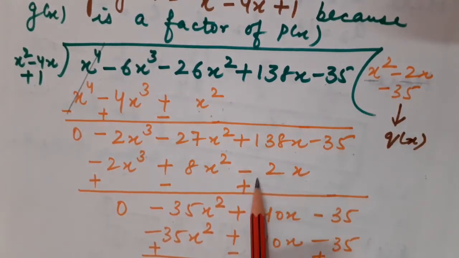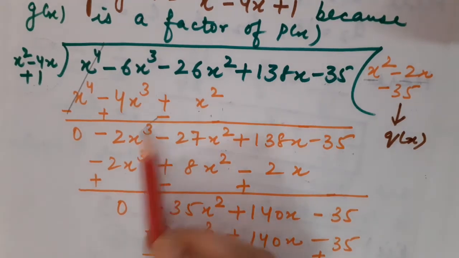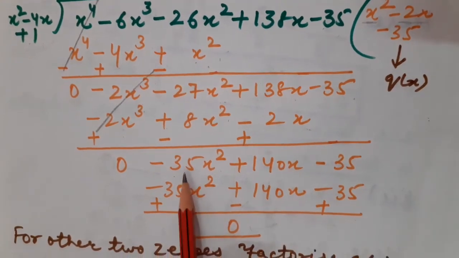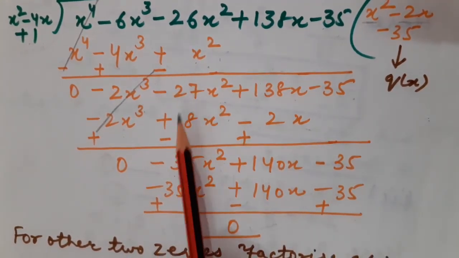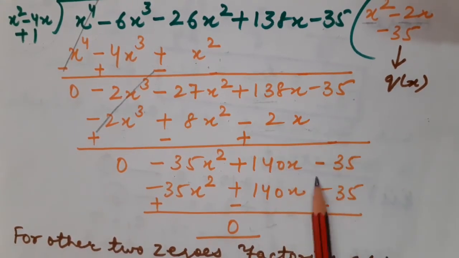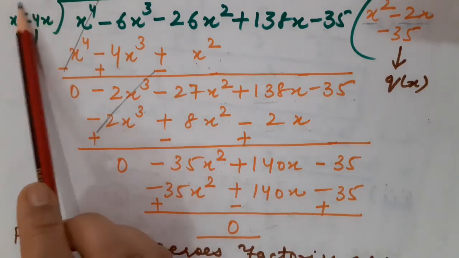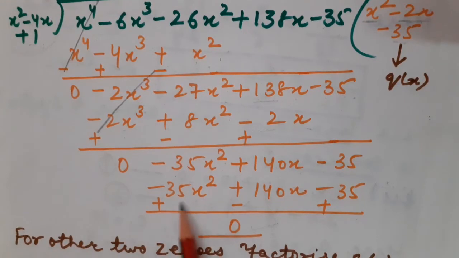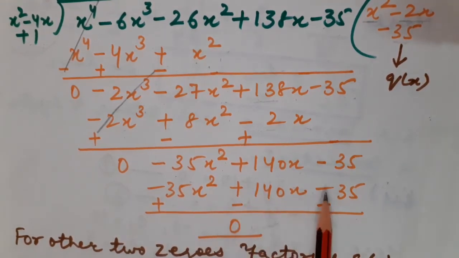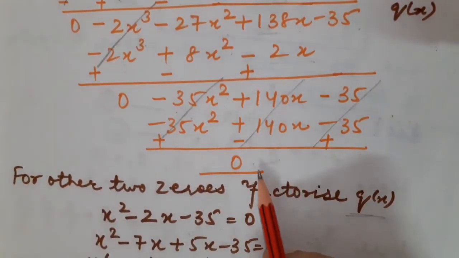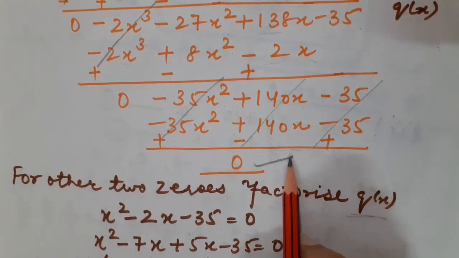Fine. And here minus 2x. Changing the sign, again minus 2x cube and plus 2x cube are going to be cancelled. So here children, I have got minus 35x square after simplifying, and 138 plus 2 becomes 140x minus 35. Now I am multiplying this complete g(x) by minus 35. I would get minus 35x square plus 140x minus 35. Correct? Changing the sign, all the three terms are going to be cancelled. So what remainder have I got? I have got remainder as 0.